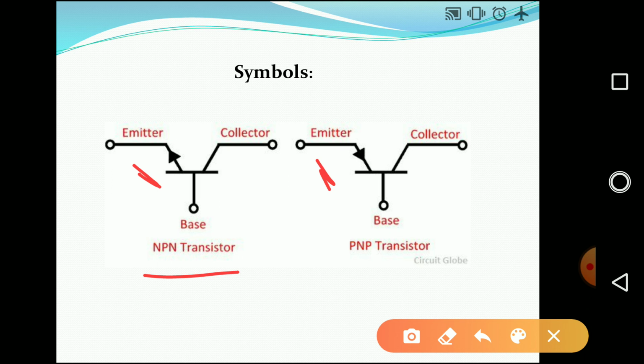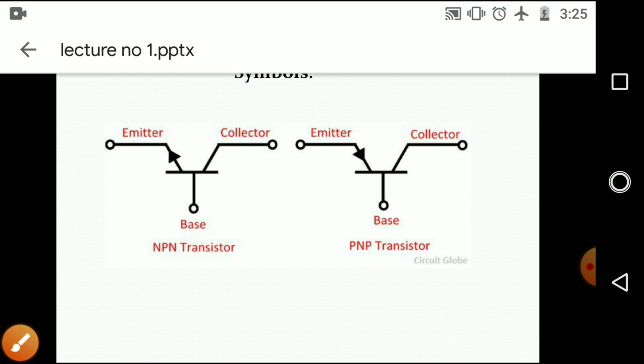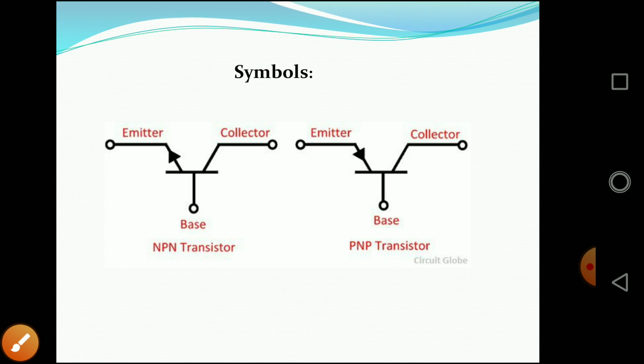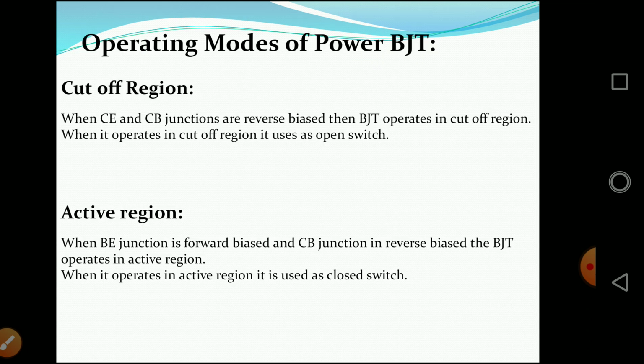So in an NPN transistor, the arrow is in the outward direction, and in PNP the arrow indicates inward direction, and the arrow mark is always represented on the emitter terminal here. So this is the symbolical representation of power BJT: emitter, collector, base with arrow, and the arrow itself differentiates the NPN transistor from the PNP transistor.